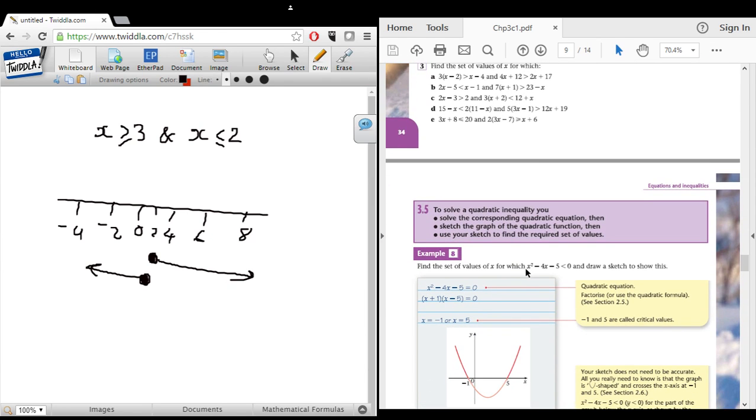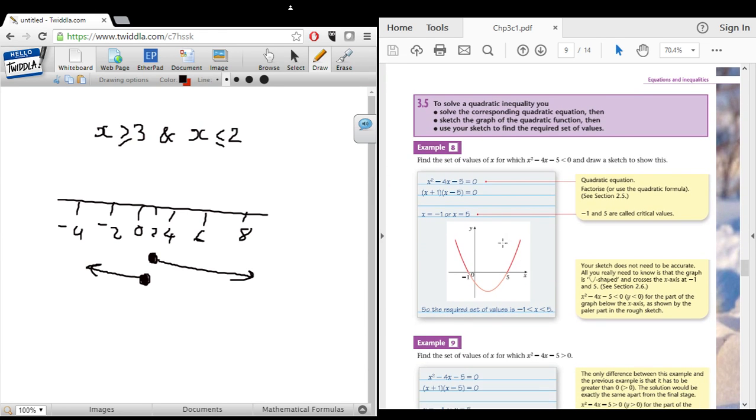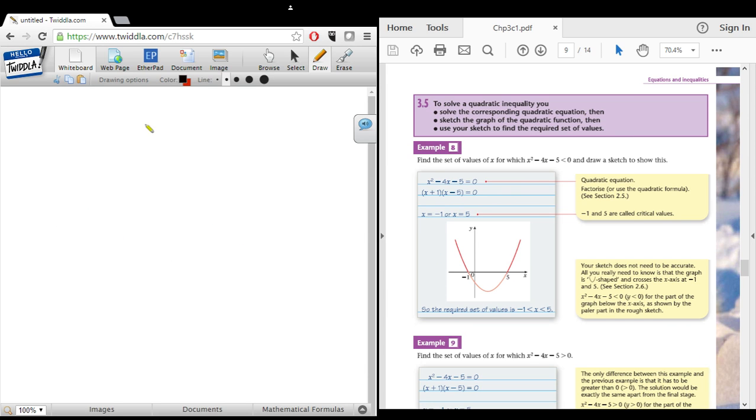And now we come on to quite a big subsection, which is going to combine some of the ideas we've used beforehand, so hopefully you'll be up to speed. It starts off with: to solve a quadratic inequality, you solve the corresponding quadratic equation. Okay, perfect, we've done that. Then sketch the graph of the quadratic function. Okay, perfect, we've done that. Then use your sketch to find the required set of values.